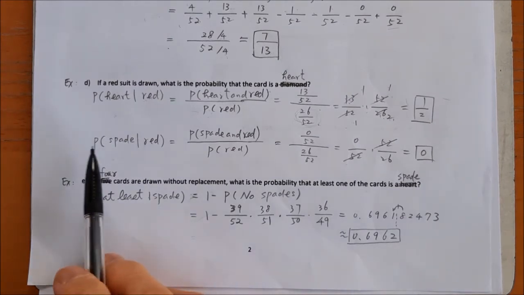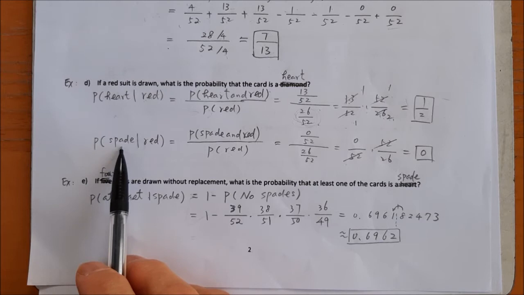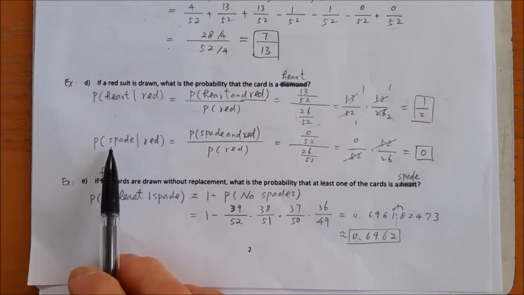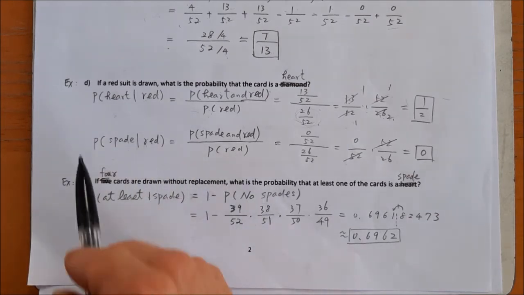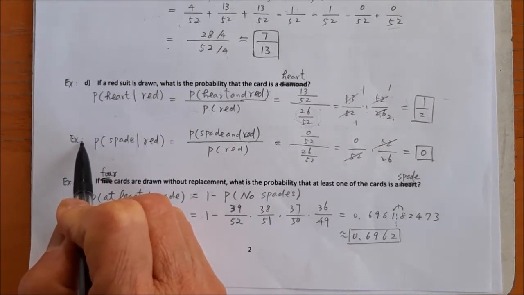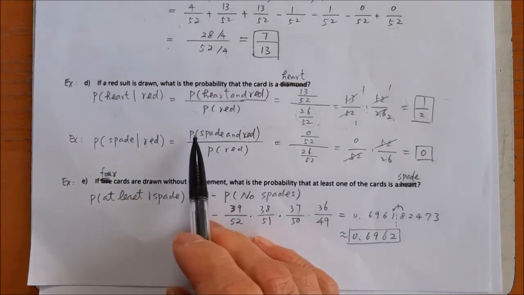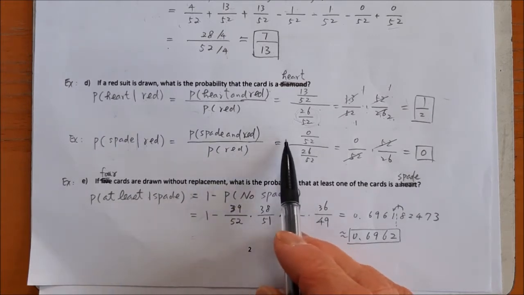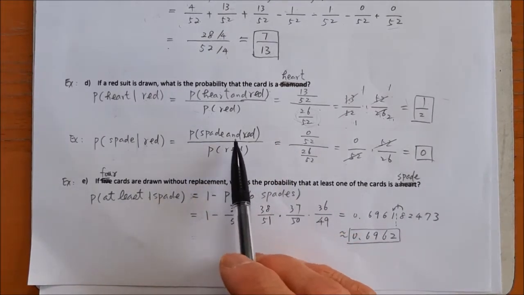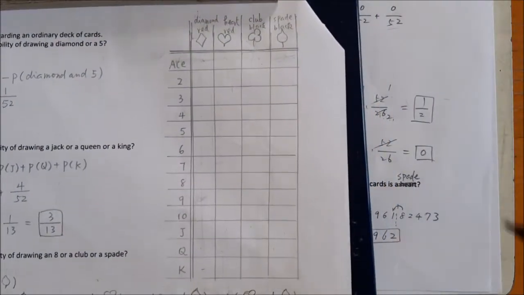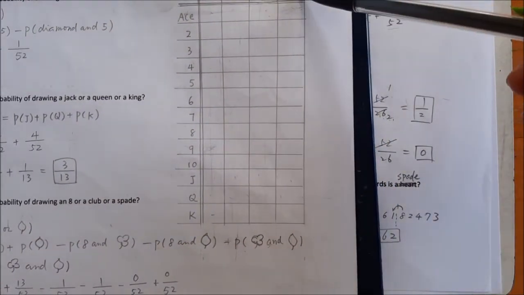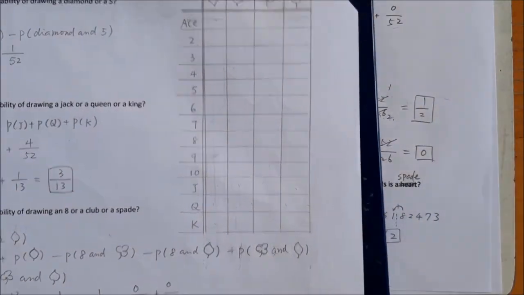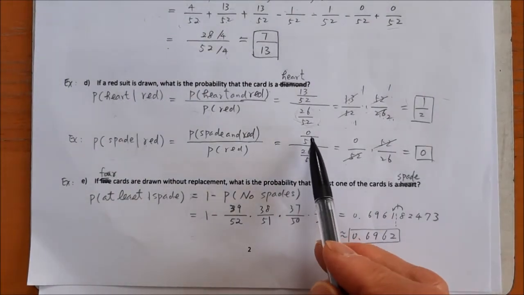Then another example: the probability of spade given red is equal to the probability of spade and red over the probability of red. That equals the probability of spade and red. The spade card is a black card, never red. So there is no red spade card. So it's 0 out of 52.